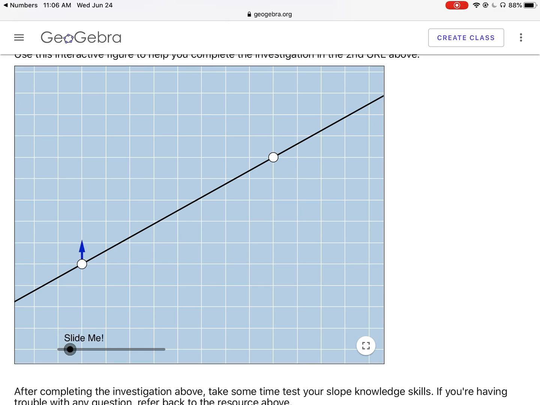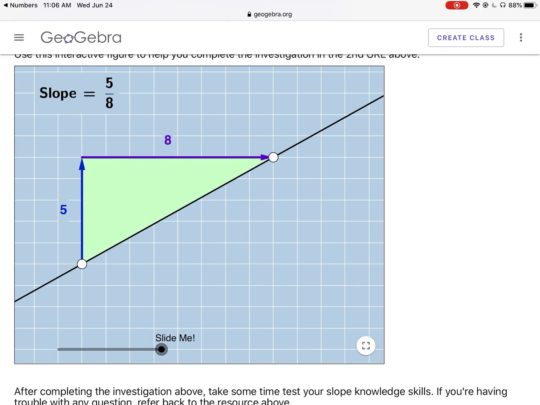Okay, so it's going to start off by showing the rise. So we're going to move a total of 5 units vertically to go from this bottom point to the higher point. And then we're going to run 8 units in the horizontal direction. Okay, and then notice it's creating the slope of 5/8. So we put the rise up top and the run on the bottom in that fraction. Slope is 5/8.